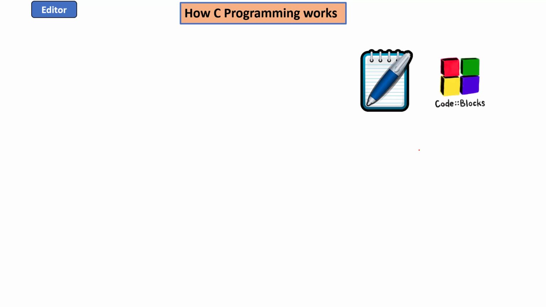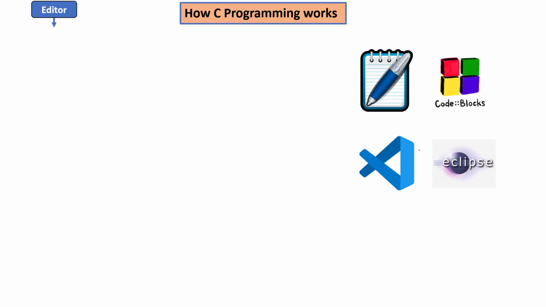So to write a C program, as you can see here, you need an editor. There are several types of editors that you can find on the internet. Even a simple Notepad can be used to write C source code. And you have Code::Blocks, which is also a very popular one, Visual Studio Code, and Eclipse.